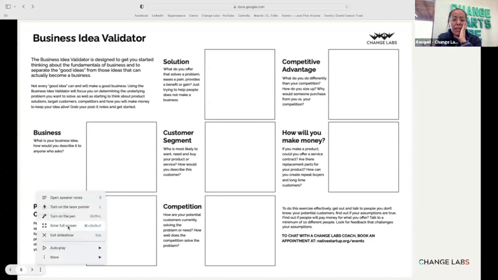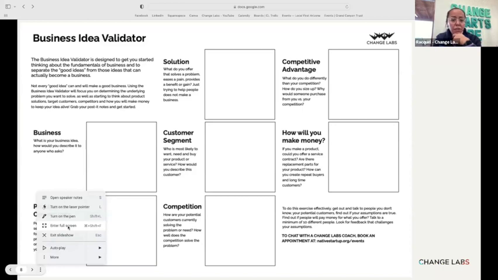The worksheet will guide you to identify the problem you want to solve, to think about your product or service that you'll be providing, target your ideal customers, identify who your competitors are, and then how you'll make money. So today we will work on the first two boxes.